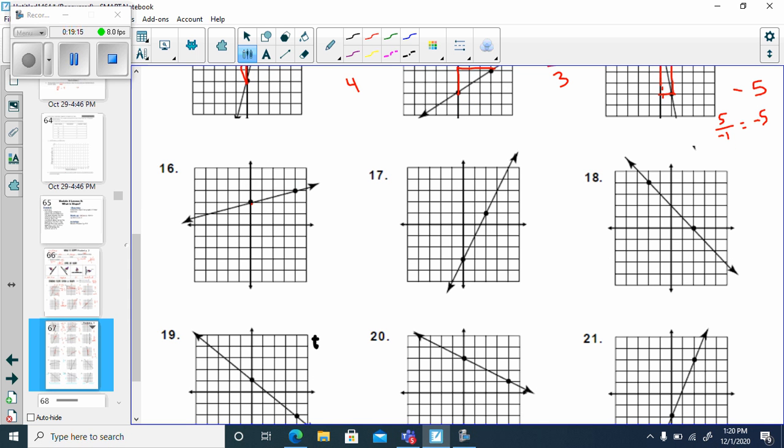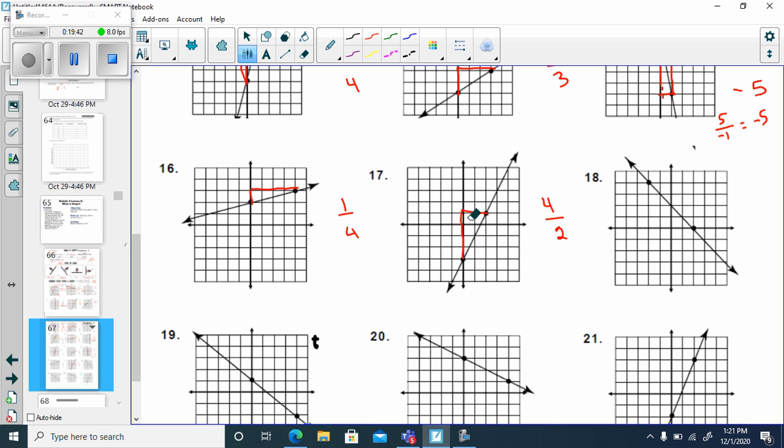Okay, on these two, I'm going up 1 and over 1, 2, 3, 4. My slope is 1 over 4, up 1 over 4. This is also positive. Let's see what our slope is. Rise over run. Changing y over changing x. Up 1, 2, 3, 4, and over 2. Up 4 and over 2. Okay, in the positive direction 2.